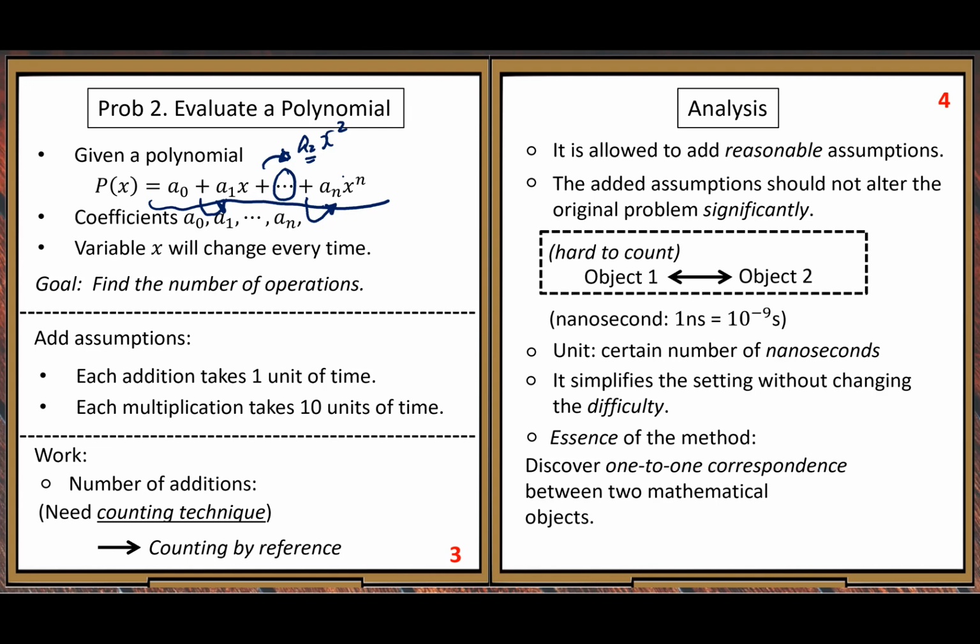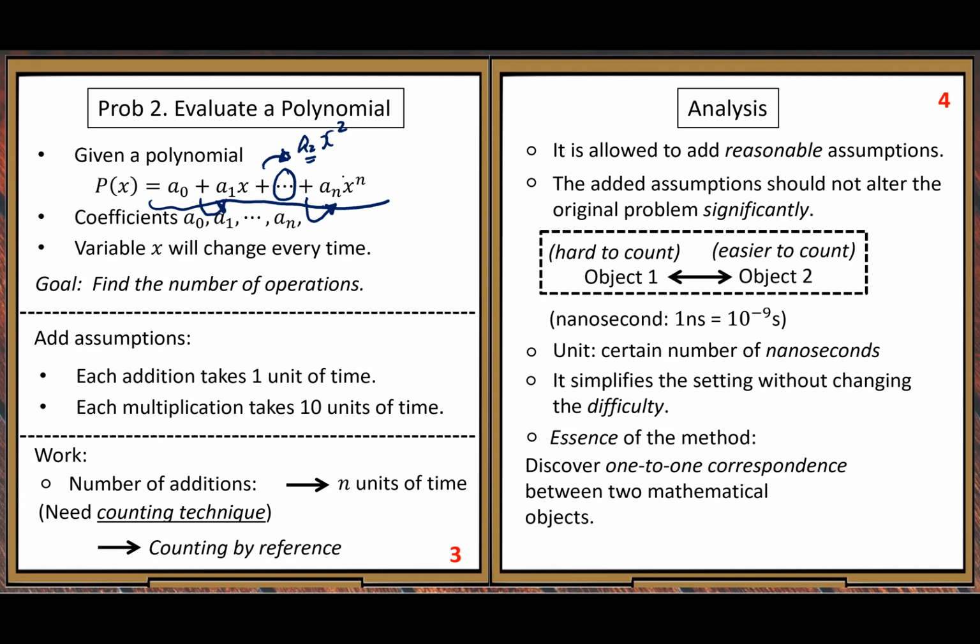Object 1, additions, plus signs: how to count, how to keep track of them? But object 2 is easier to count and easier to keep track of. We just switch. When we need to count the number of object 1, we just switch to counting the number of object 2. After we get the answer, that's the same number as counting object 1. So that's a simple method, right?